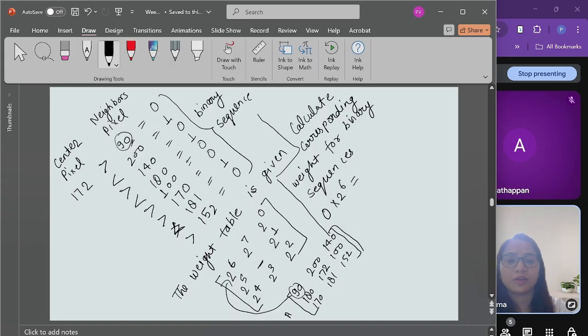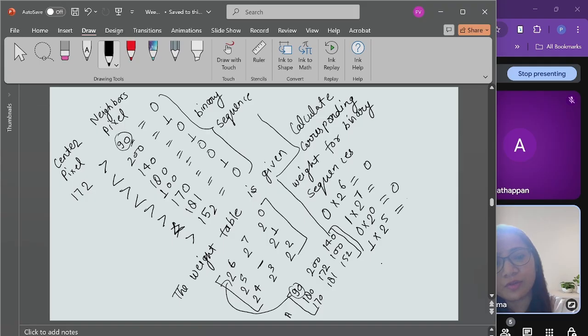So whatever you multiply, you will get 0 only, right? Again, for 200 the corresponding binary value is 1, with weight 2 to the power 7. For 140, the binary value is 0, so you get 0 here. Again, calculate for 180. The binary value is 1, with weight 2 to the power 5.